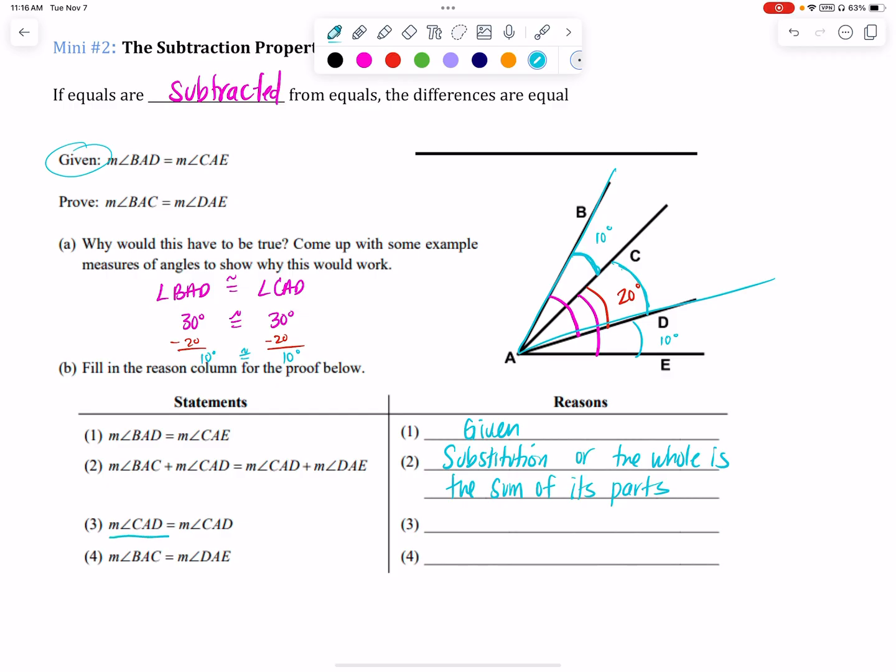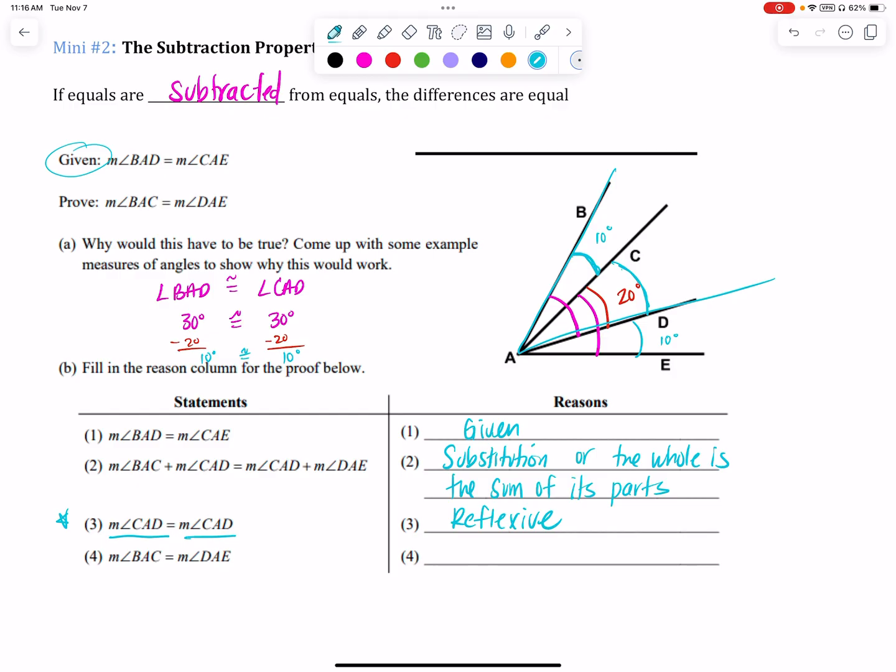Then CAD is congruent to CAD. That's a shared angle, so we know that's the reflexive property. Make sure your spelling is correct with the X. And then how do we get to BAC is equal to BAC? You always have to establish that something is reflexive.